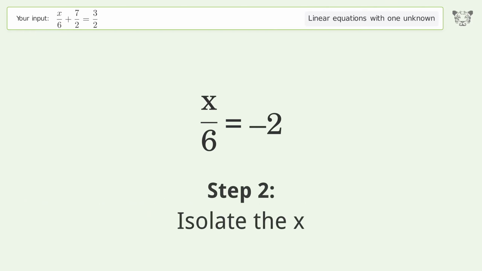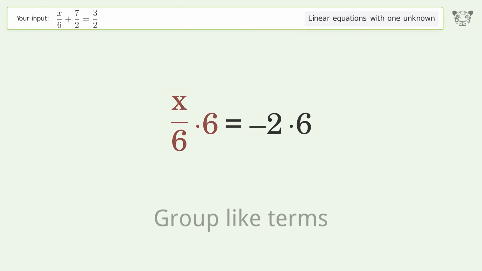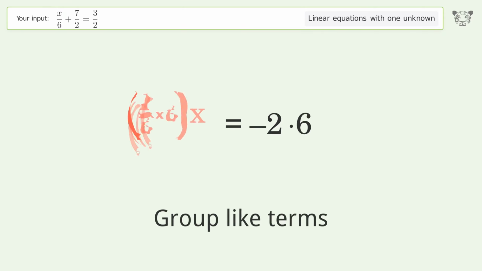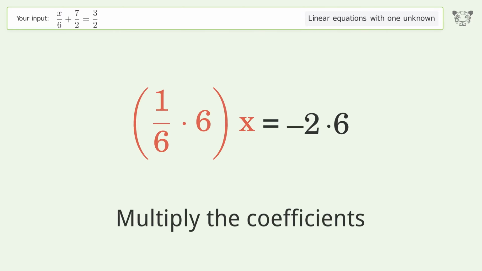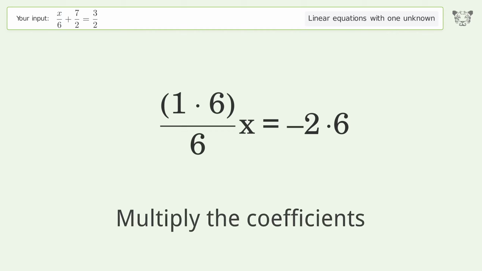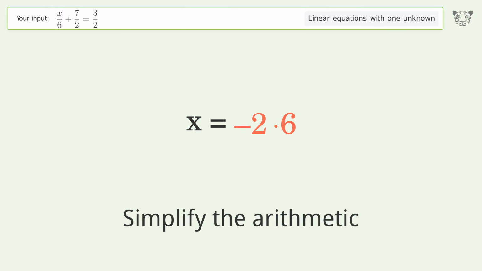Isolate the x. Multiply both sides by 6. Group like terms. Multiply the coefficients. Simplify the fraction. Simplify the arithmetic.